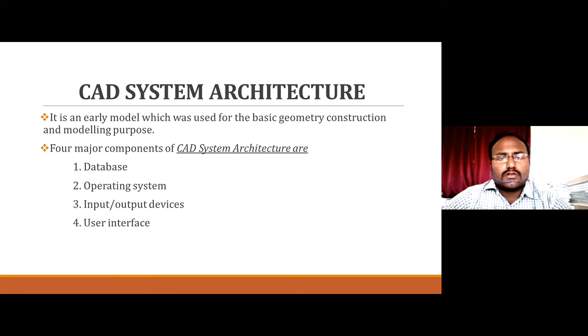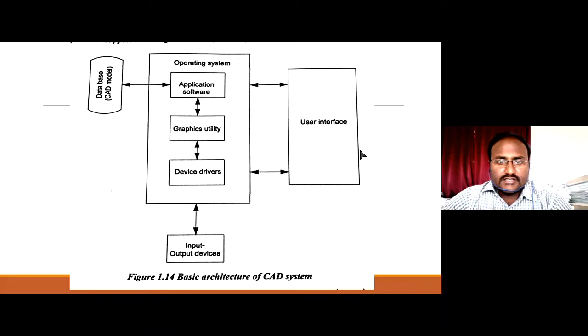Normally a CAD system has four elements. The first one is the database, the second one is the operating system, the third one is input/output devices, and the fourth one is the user interface. So this is the basic architecture of CAD.